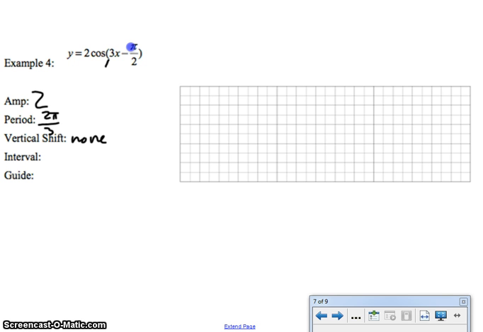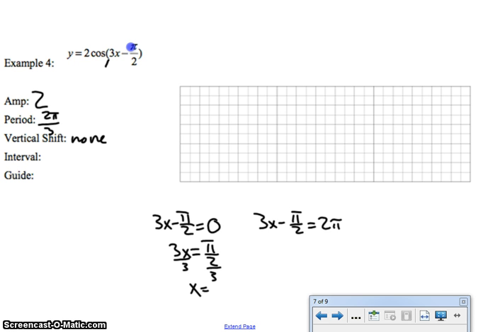For my interval, we would have to calculate that. So I'm going to take everything that's inside the parentheses there. So 3x minus pi over 2 equals 0. And 3x minus pi over 2 equals 2 pi. All right, so here I would add pi over 2 to each side and divide by 3 to solve for x. So x is pi over 6.